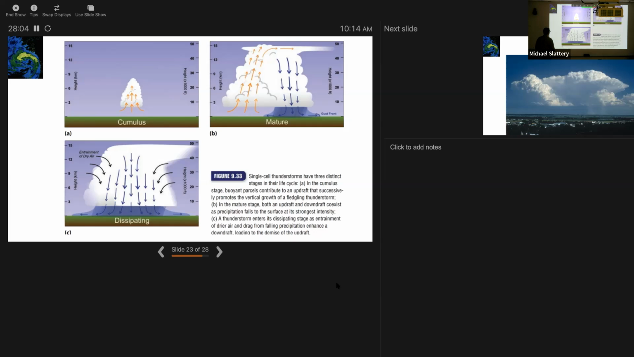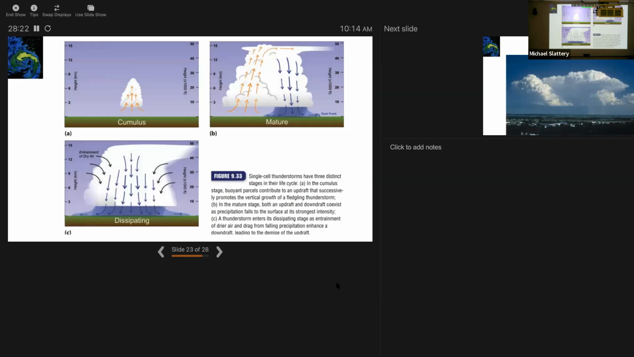Right? One is called the cumulus stage, and that's when whatever the trigger mechanism is, whether it's a frontal system or convergence or tropical convergence or orographic, whatever, the cumulus stage is when you get the vertical growth of the storm, right?